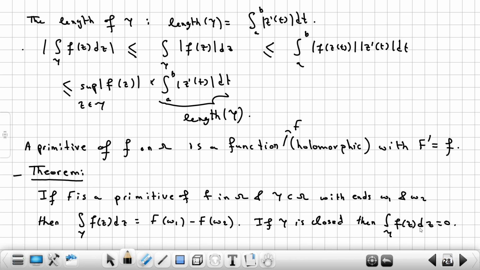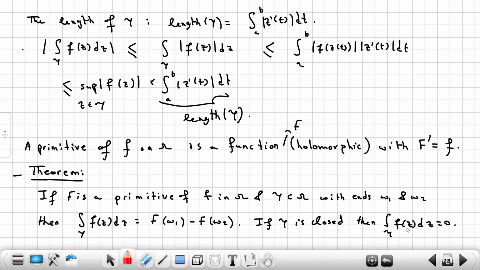So hello everyone, today we are going to start with chapter 2. Before that we will complete the final and the last theorem in chapter 1 that says that if capital F is a primitive of small f function in omega, and gamma is a smooth curve with ends w1 and w2, suppose that w1 is the starting or the initial point of gamma and w2 is the ending point of gamma. Then the integral along gamma of f of z is equal to capital F at w1 minus capital F at w2.